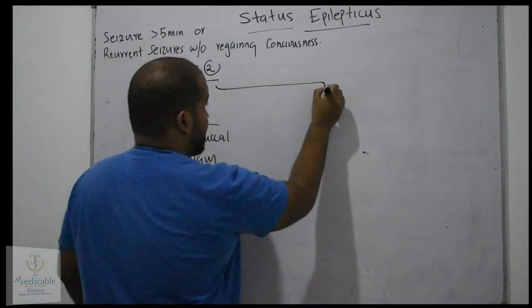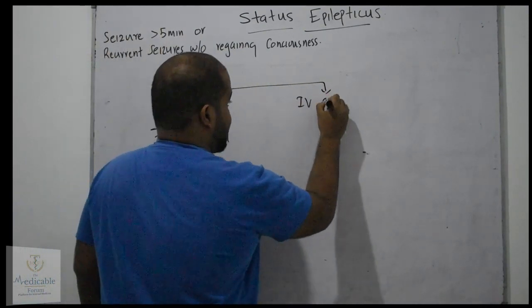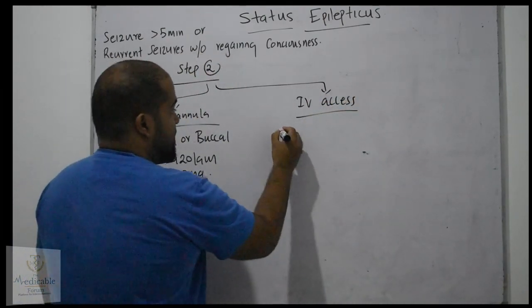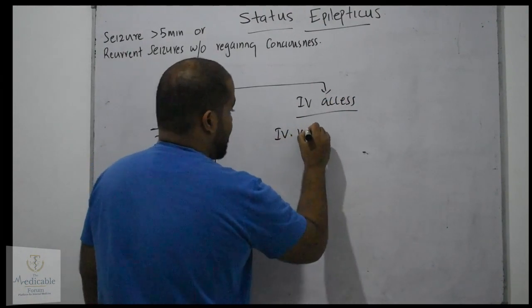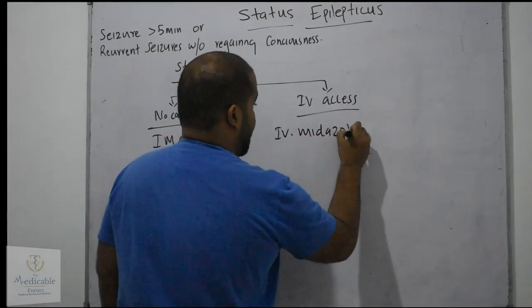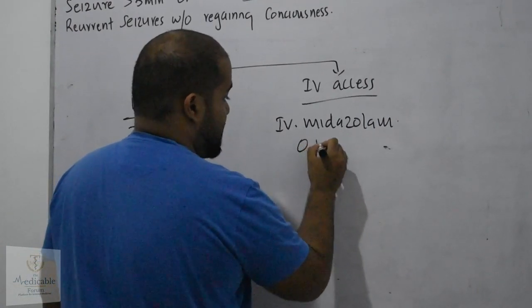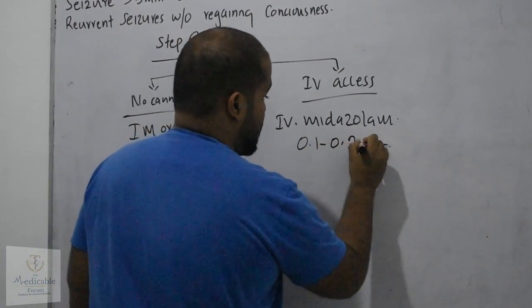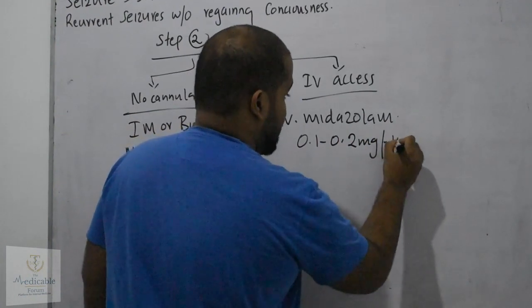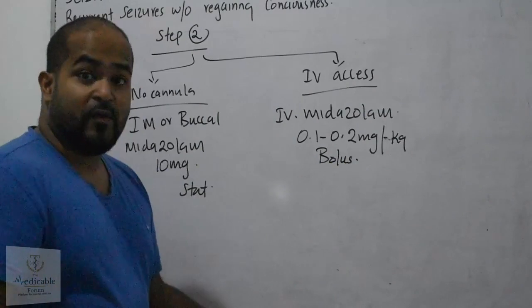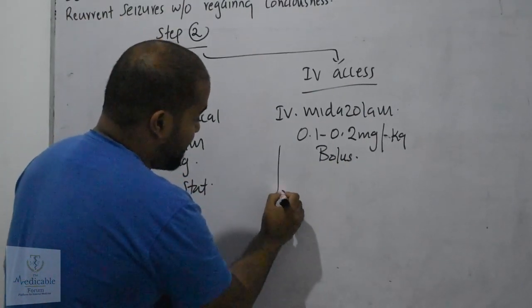But if there is IV access, you have to go to IV midazolam, 0.1 to 0.2 milligrams per kg bolus. Then what do you do? You wait for 5 minutes.